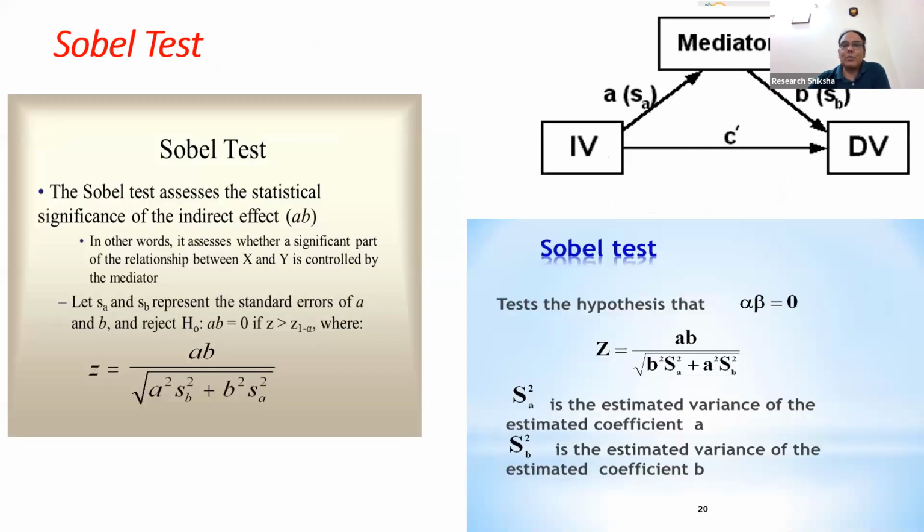This is the Sobel test, and it has this formula. The Sobel test is used to check whether the mediation is there or not. The Sobel test is the oldest test, which is still relevant to some extent, but the problem with the Sobel test is that it requires normally distributed data. If your data is normally distributed, you can go for the Sobel test. If your data is not normally distributed, then you can go for the bootstrap test.